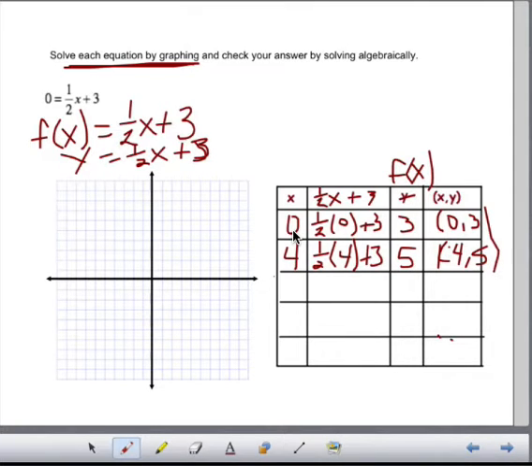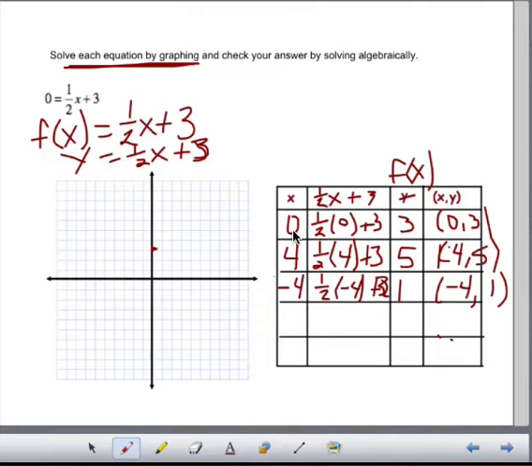And again, just to make life easy for myself, I'm going to put in a -4, because then I know that 1/2 times -4 is just going to be -2 plus 3. And so -2 plus 3 is going to be 1. So my ordered pair is -4, 1. So now let's just graph those points. I've got 0, 3. So 0, 1, 2, 3.